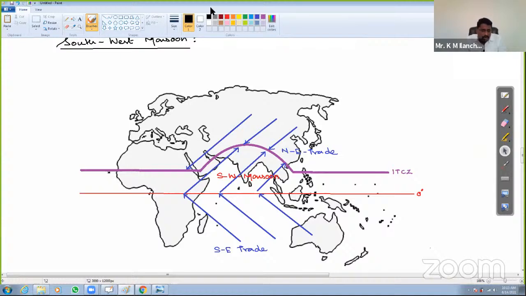With the apparent shift of the sun's vertical rays towards north during summers, the ITCZ also shifts north.